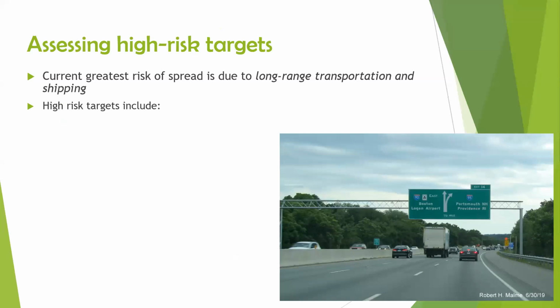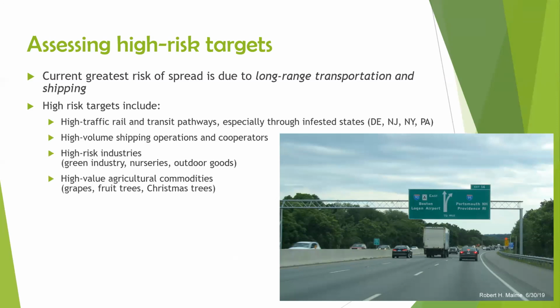So one of the things that we've been doing in Massachusetts is trying to take a look at where we need to really be concerned about the potential spread of this pest. And the current greatest risk of spread is basically due to long-range transportation and shipping, and that means rail and transit pathways, especially ones that go through infested states.